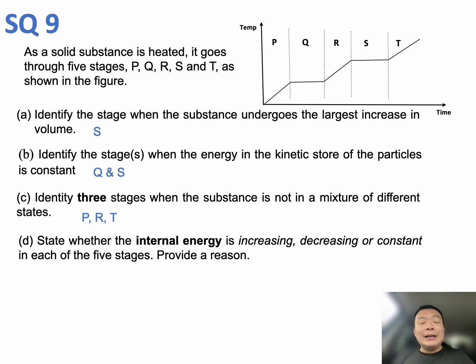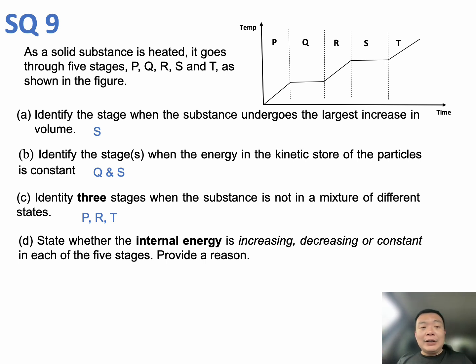This means that in these two segments, the temperature remains constant, and this must mean that there is a change of state happening, and Q comes before S, so it means that for segment Q, it is about the material melting, and for segment S, the material is boiling, changing its state from liquid to gas.